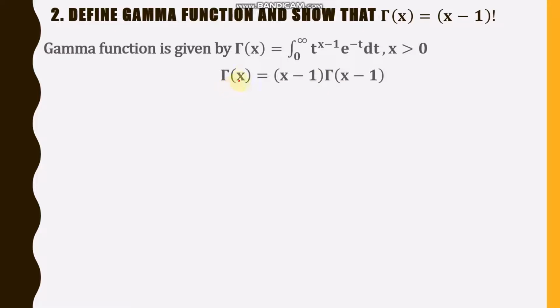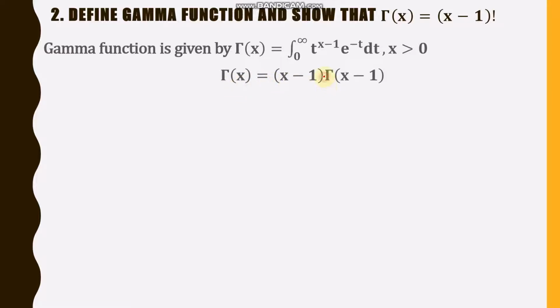Actually, this formula says that if we are finding out the value of gamma function on any integral value, then that is equal to one less integer into gamma of one less integer. Like if I am finding gamma 3, that is equal to 2 gamma 2. If I am finding gamma 4, that is 3 gamma 3, and so on like that. So if we have gamma x, gamma x will be equal to x minus 1 gamma x minus 1.